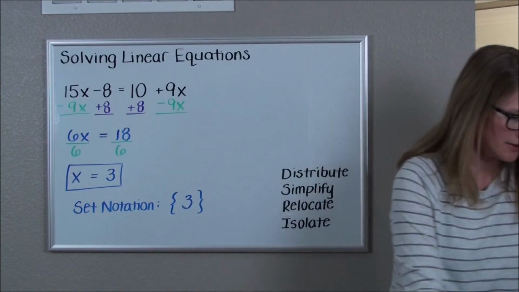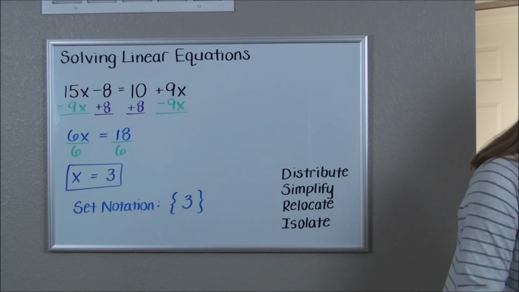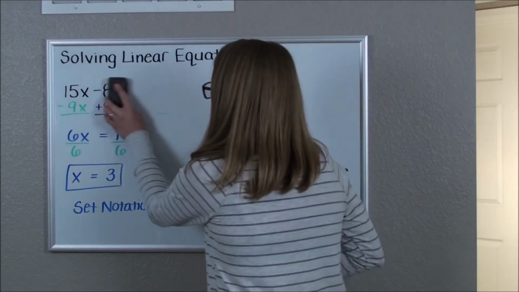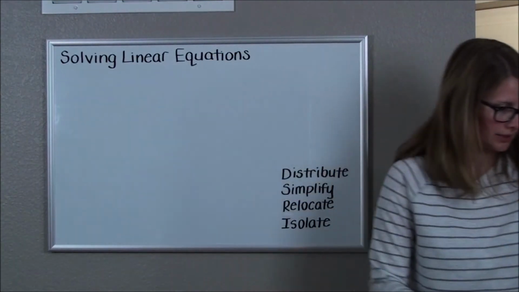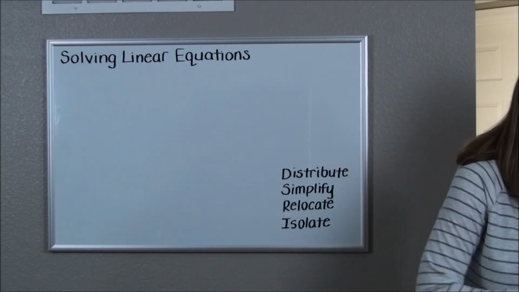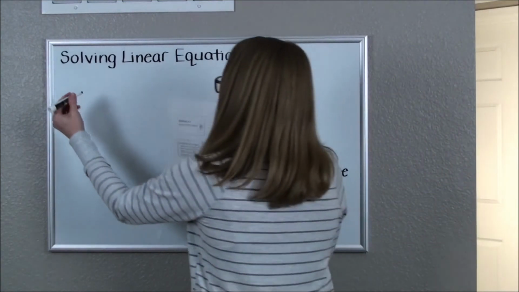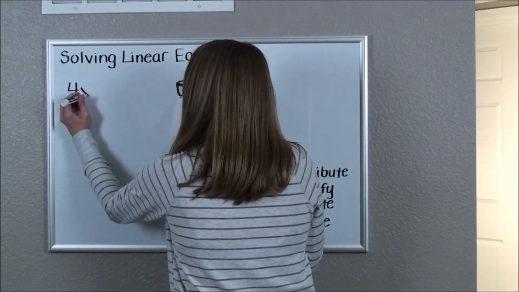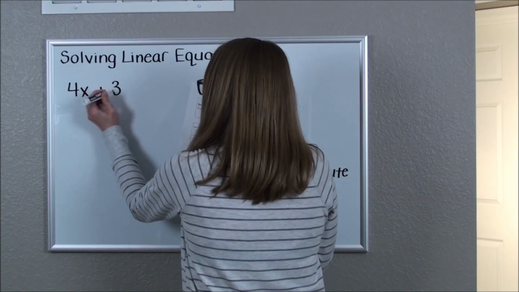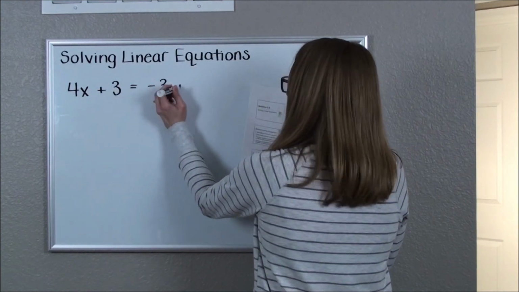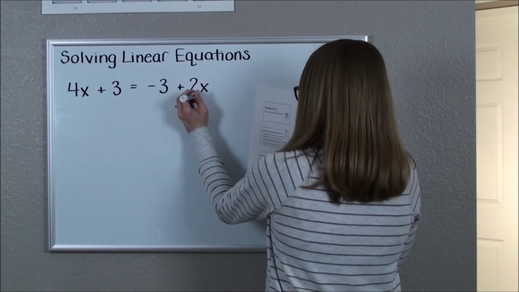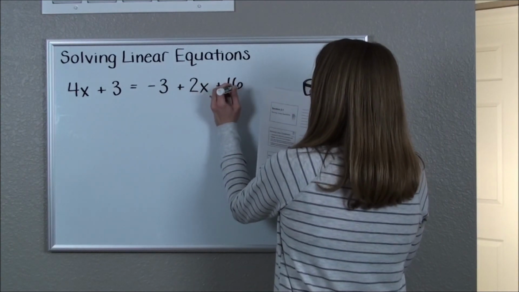So let's take a look at another example. Maybe make things a little bit more complicated. See if we can tack on some additional steps. All right, let's look at 4x plus 3 on the left, and on the right, we'll have negative 3 plus 2x plus 16.